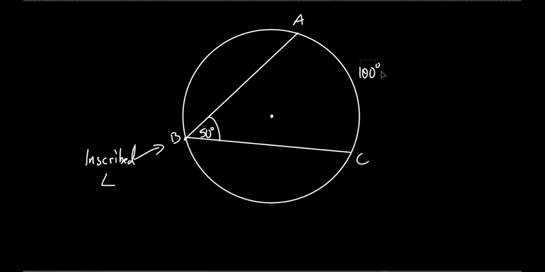Obviously, if we went the other way and they didn't tell you the arc, but they told you the inscribed angle, then what would arc AC be equal to? It'd be double the angle, so it's 100. So the arc is double the angle. Or you could say the angle is what of the arc? It's half. Very good. Okay?